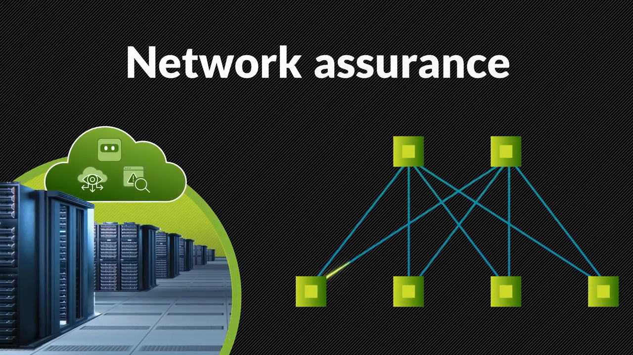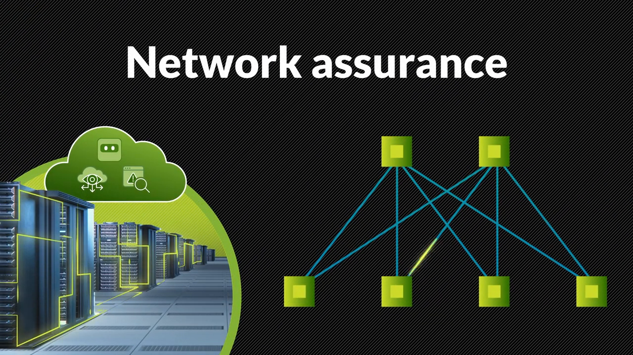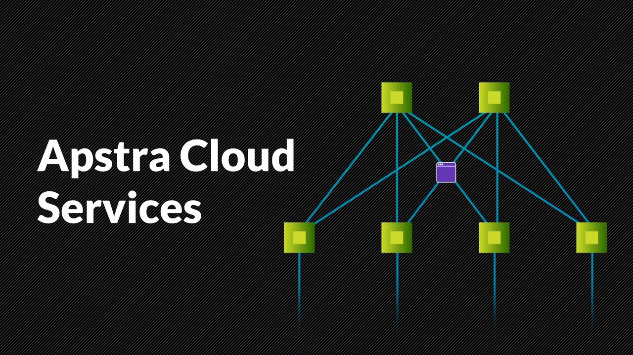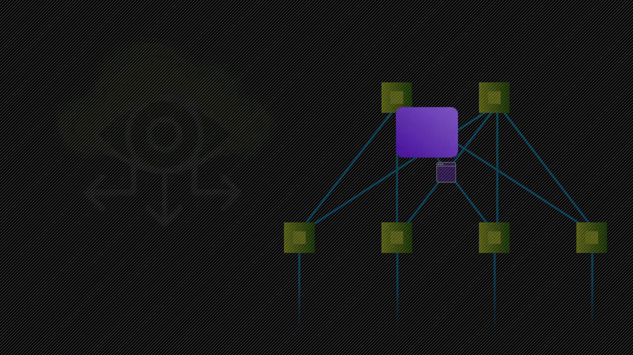The then way to network meant assuring the network fabric was working reliably, but assuring great user experiences, not so much. The now way to network means making sure every application is working as expected so every user gets what they need. And that means real-time insights into what applications are running where. That's where Apstra Cloud Services comes in.